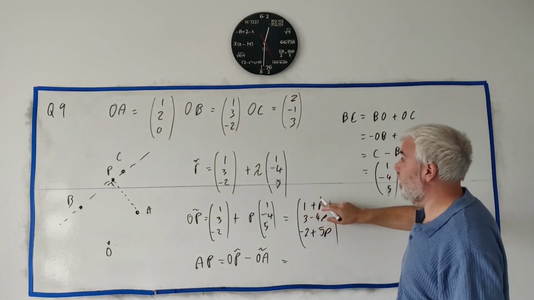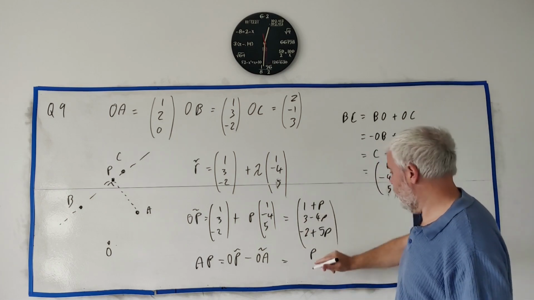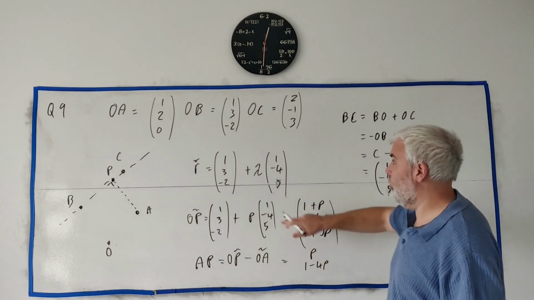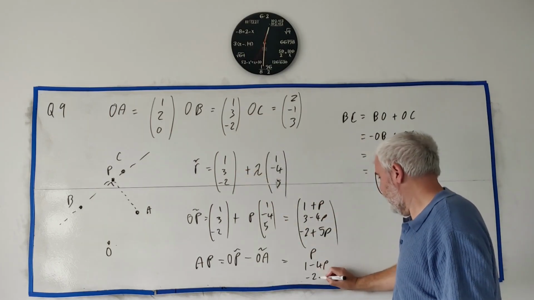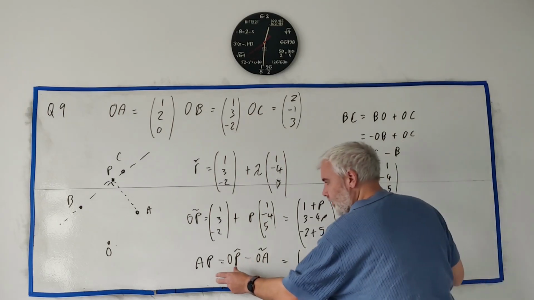1 plus P, take away 1 is just leaves P. 3 minus 2, that becomes 1 minus 4P. And minus 2 take away 0, it says minus 2 plus 5P. This is a vector AP.